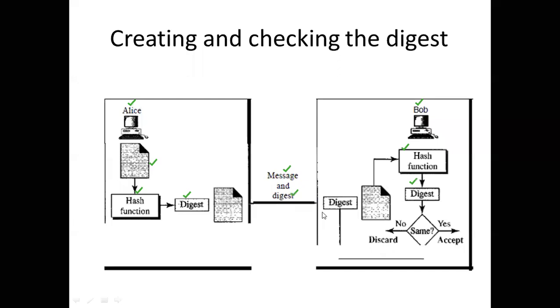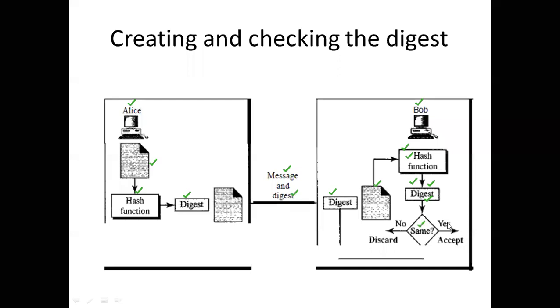So now understand this process at the receiver side once again. Sender will send the original message as well as the digest. When it goes to the receiver, Bob will take the original message, apply the hash function to it once again, and generate a new digest. Now what is he going to do? This newly generated digest and the digest that Alice has sent, both he is going to compare and see.